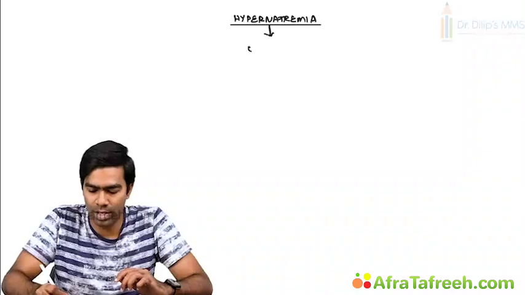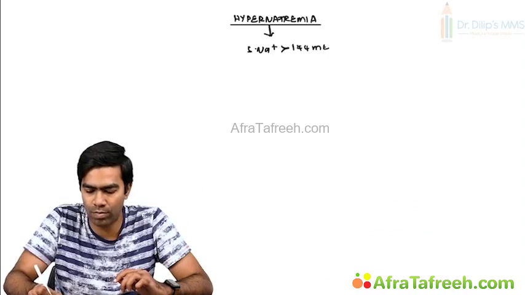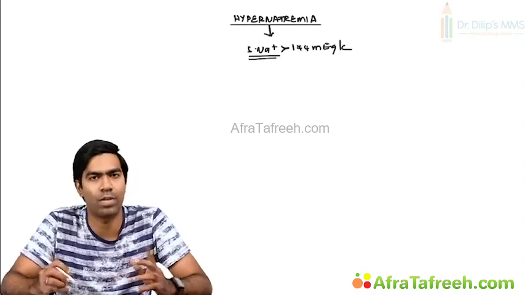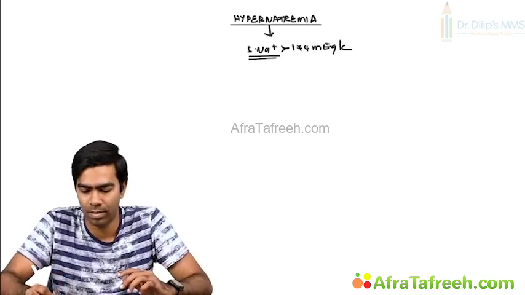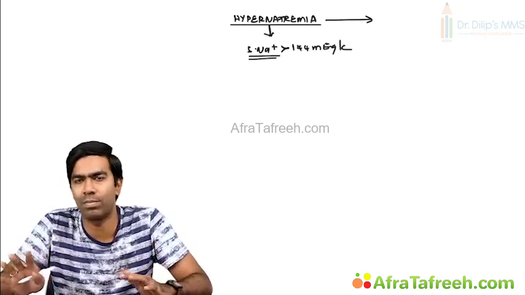So by definition, hypernatremia is defined as a serum sodium value of more than 144 milliequivalents per liter. So this is what we define as hypernatremia. At the same time, there are two pathophysiological aspects of development of hypernatremia.